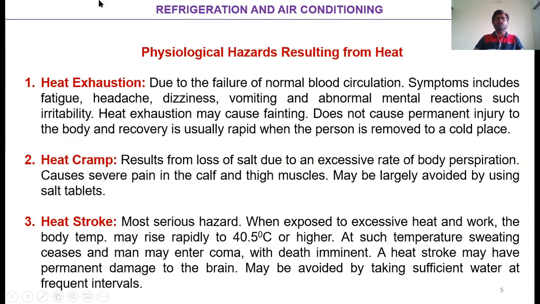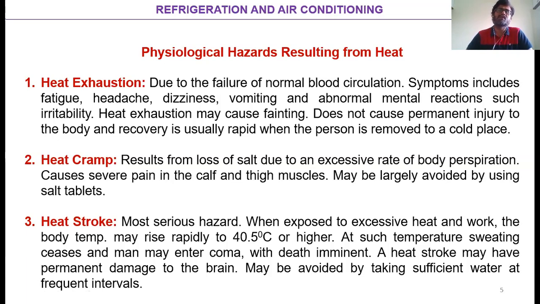The heat cramp. The heat cramp is the one which normally results due to the loss of salt due to the excessive rate of body perspiration. It means that the body will lose most of the water as it appears in the form of sweat, and along with the sweating there is also loss of the salt as well.